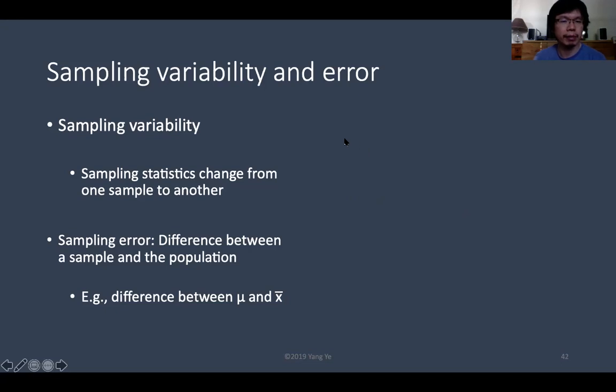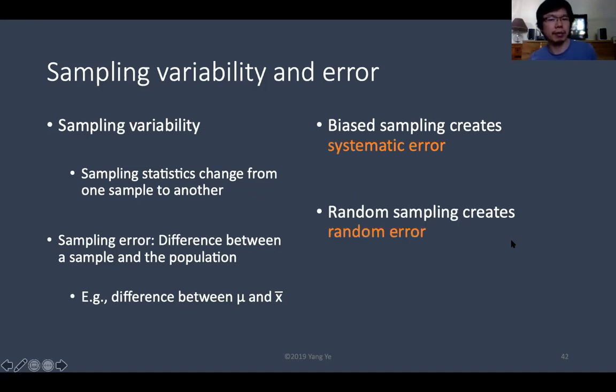Again, we talked about sample variability. Sample variability means that the sample statistics will change from one sample to another. And the error is defined by the difference between the sample and the population, such as the difference between the population mean and the sample mean. Biased sampling creates systematic error, and that has to be eliminated. And random sampling creates random error. Okay, so there is always a difference between the sample estimates and the population parameter. It's just that with random sampling, the error itself becomes random and easier to understand, and can be understood in terms of probability.